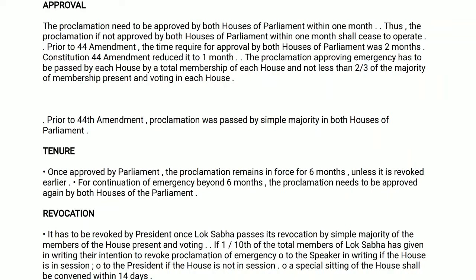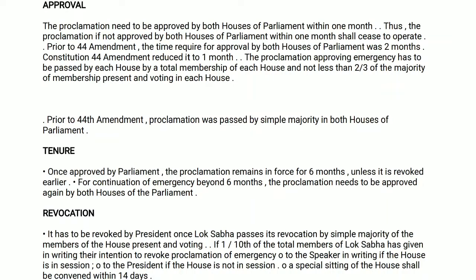Tenure. Once approved by Parliament, the proclamation remains in force for 6 months, unless it is revoked earlier. For continuation of emergency beyond 6 months, the proclamation needs to be approved again by both houses of Parliament. Revocation. It has to be revoked by the President once Lok Sabha passes a resolution for revocation by simple majority of the members of the House present and voting.